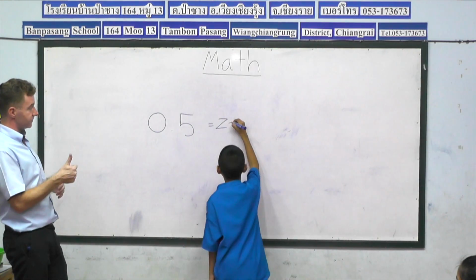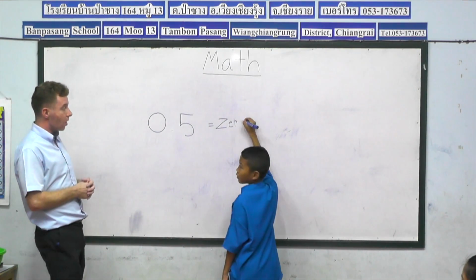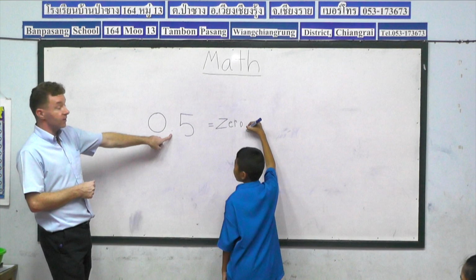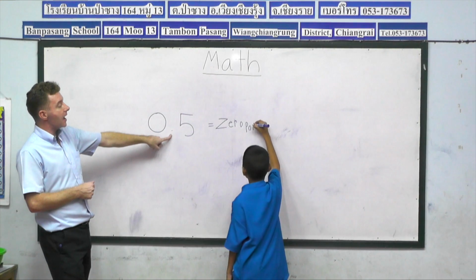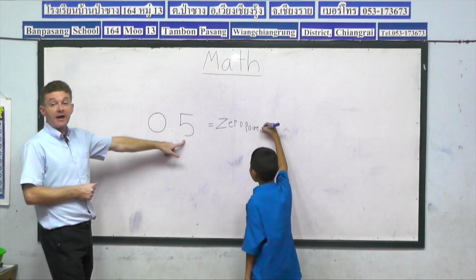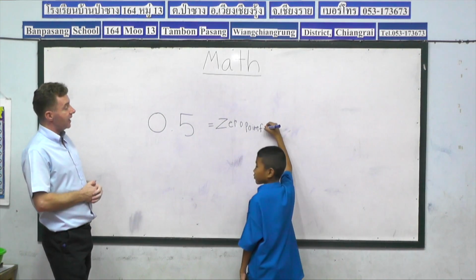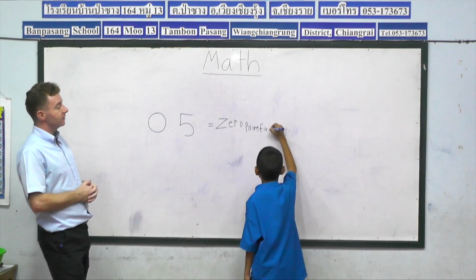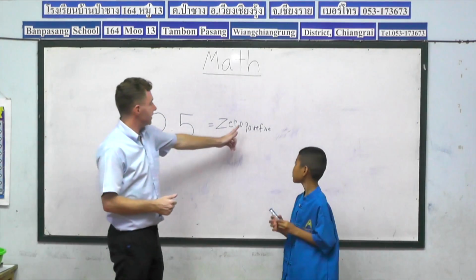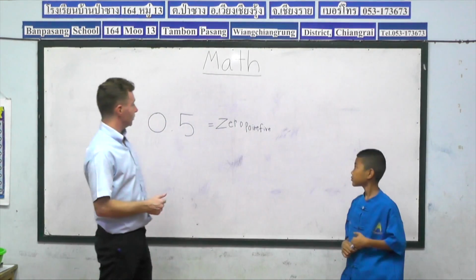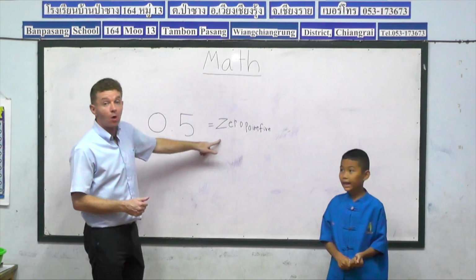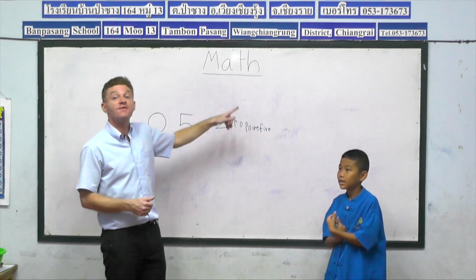0, Z, E, R, O. Excellent. And then point, P, O, I, N, T. And then our final digit, 5. F, I, V, E. Okay. Try to remember we have gaps. We need gaps between the words, but we can read it. So now our decimal number is 0.5.